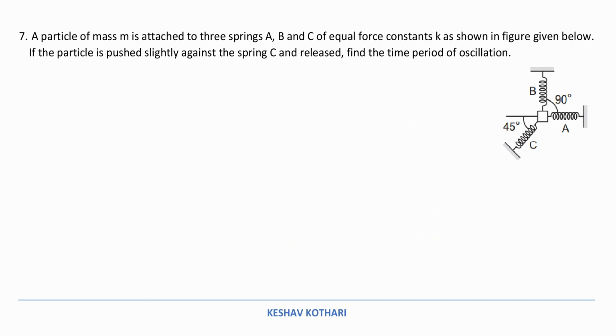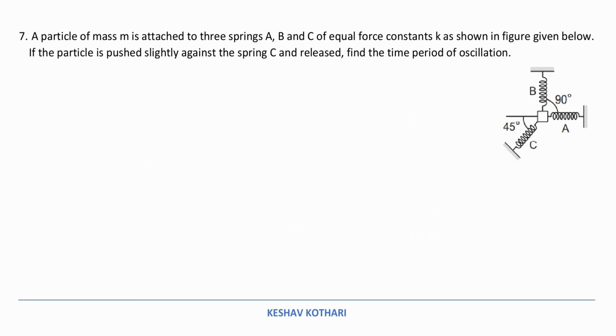So the next problem states: a particle of mass m is attached to the three springs A, B and C of equal force constants K, as shown in the given figure below. If the particle is pushed slightly against the spring C and released, we have to find the time period of oscillation. So this is the initial diagram, and the particle is displaced towards the C spring, that is the third spring, in this direction.